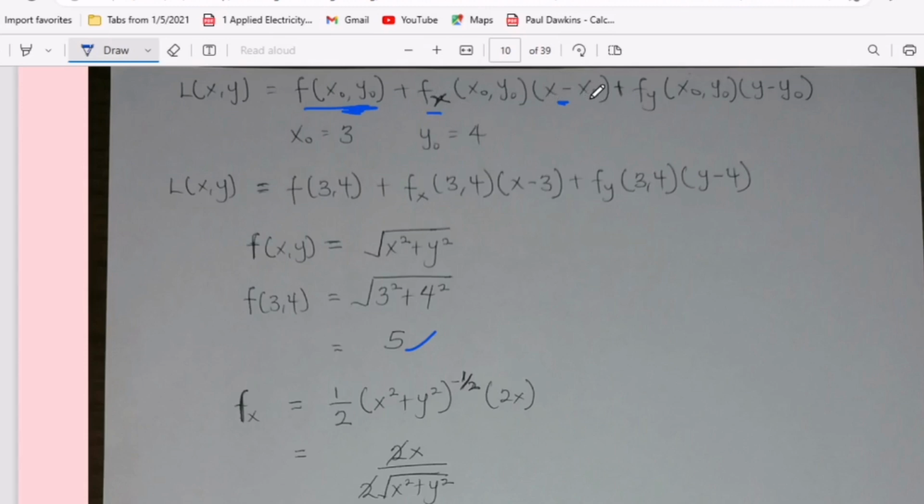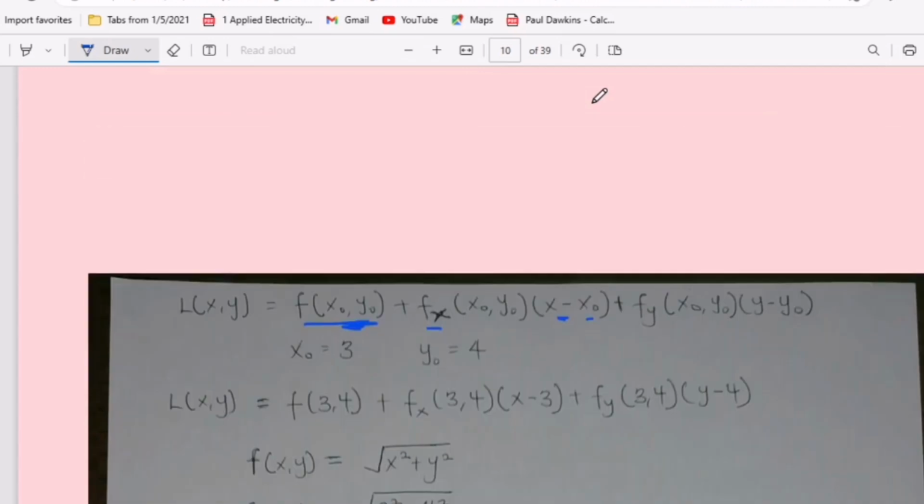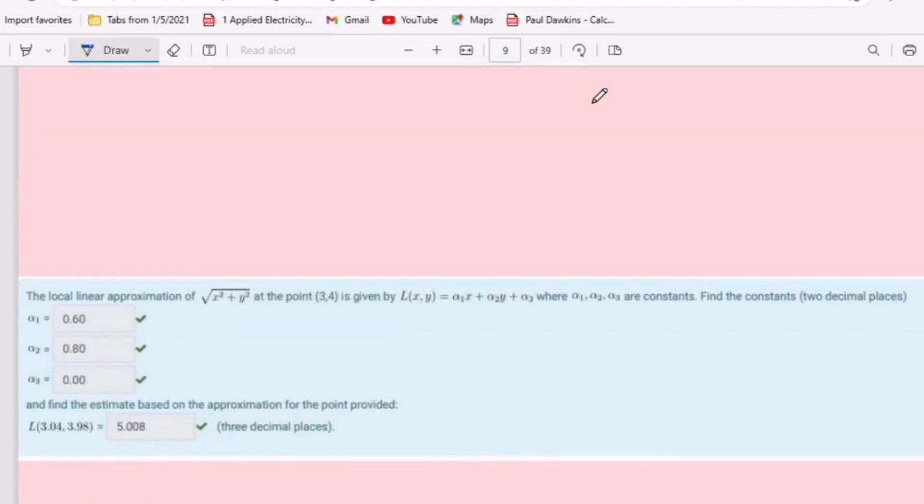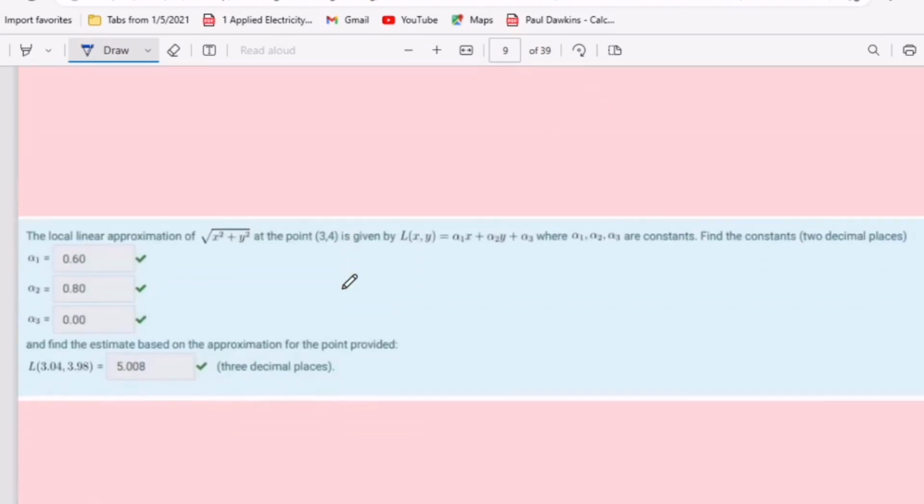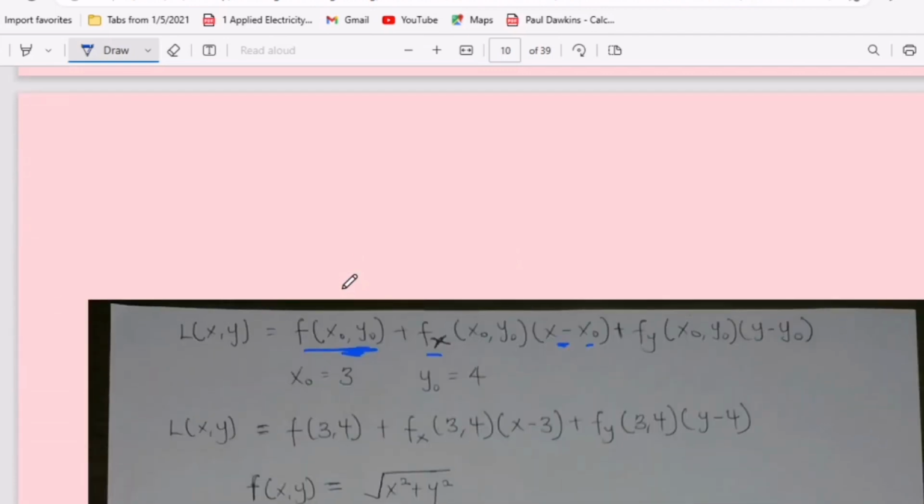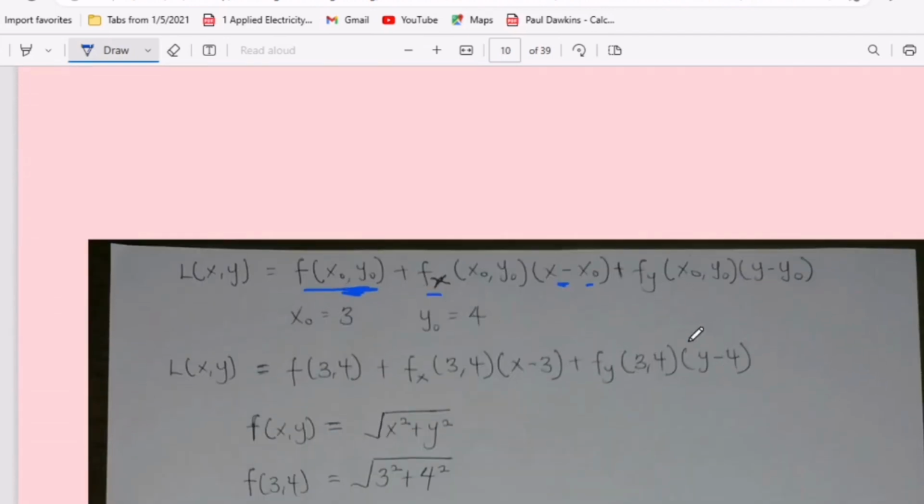Then x minus x naught. X naught is given to you in the question, which is the point at which the thing occurred. So the point is what? 3 and 4. Very simple as that. So I'm using this to teach the linear approximation. This is the partial differential of y. Then y minus y naught. Y naught also is given.